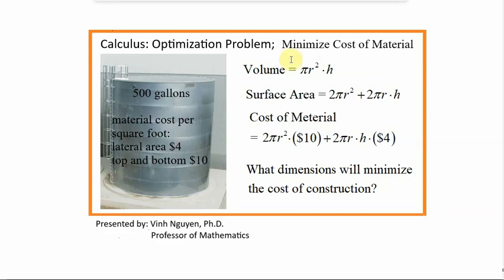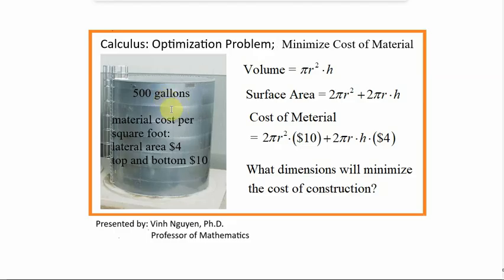This video is on optimization and minimizing cost of material. Here I have a storage tank that's in the shape of a right circular cylinder, and the storage tank has a capacity of 500 gallons.